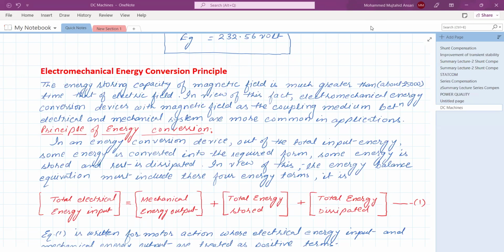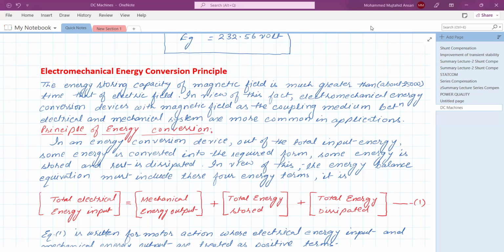In the very first lecture, we found that the EMF induced in the DC generator is based on Faraday's law of electromagnetic induction. Faraday's law of electromagnetic induction has 2 parts. One is the statically induced EMF and second is the dynamically induced EMF. Statically induced EMF means that the flux produced by the coil is stationary, and the second coil which induces the EMF is also stationary.